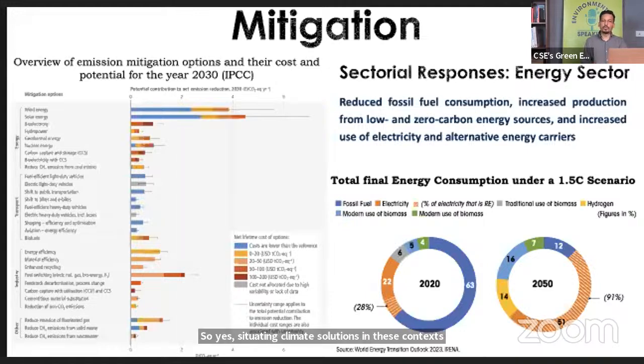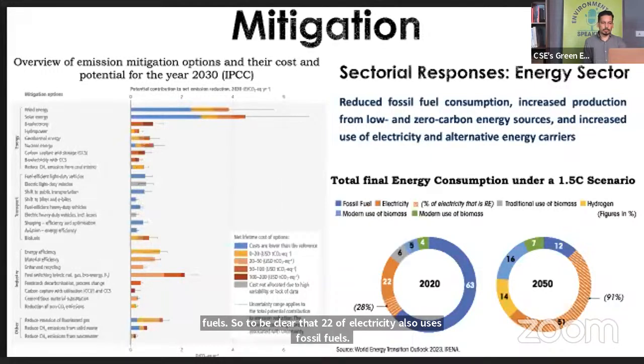The graph on the right shows that 22% of our energy needs today are met by electricity. 63% of that is from fossil fuels. So to be clear, that 22% of electricity also uses fossil fuels.